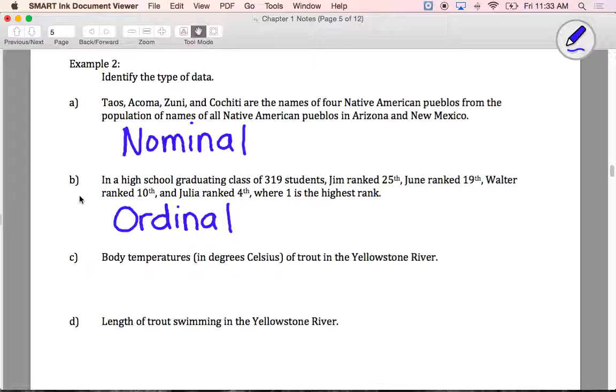Now for C, we're looking at body temperatures, degrees Celsius. Celsius right now should tell you that's interval. It cannot be ratio. And then for D, we have length. So you can have like 0 meters. You can have 0 centimeters. We can have 0 inches. So that's a ratio.